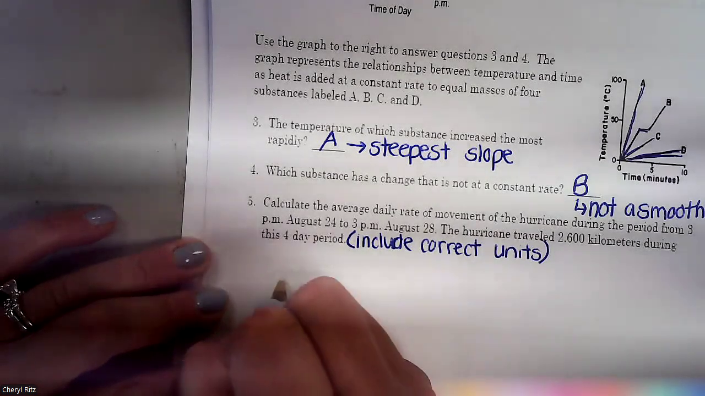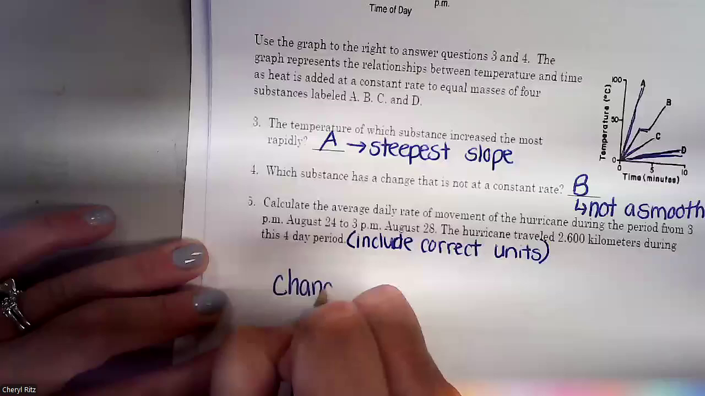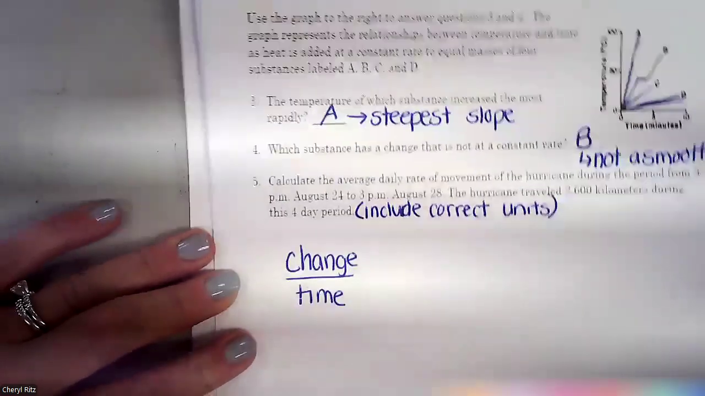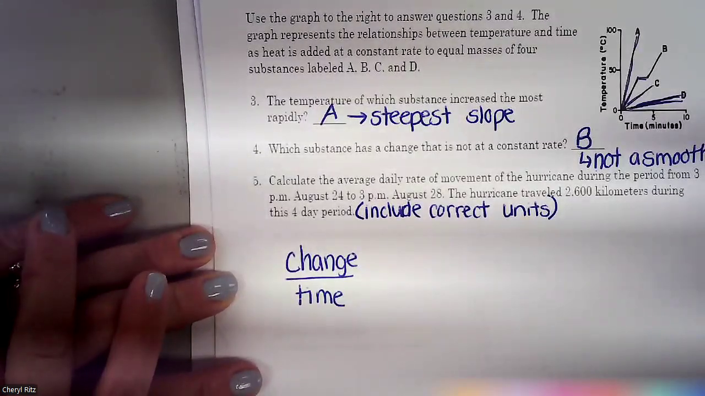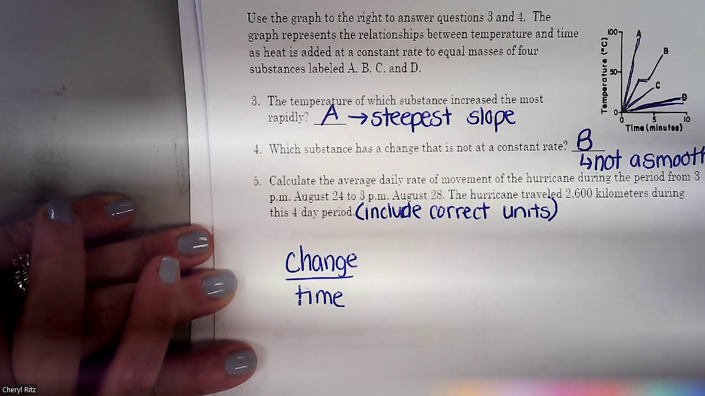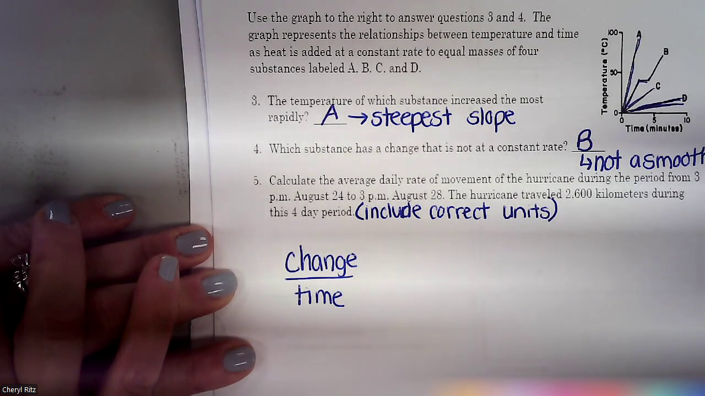So once again, this same formula got used. It was the change divided by the time. Now, a lot of people had trouble trying to figure out the change for this one. In this case, it was a hurricane that was moving across the state or the country. So we're really looking for its change in location. According to the reading, how much did its location change?